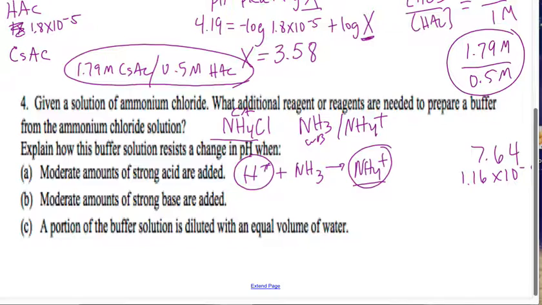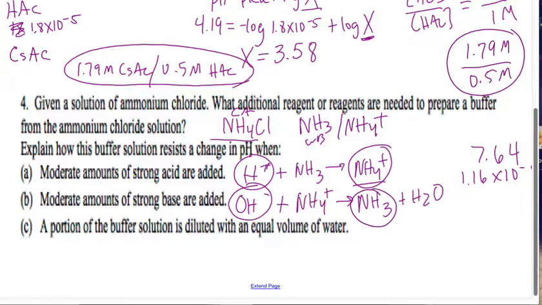That's how it's resisting changes in pH. What about moderate amounts of strong base? What is it going to react with? The NH4+ part, and it's going to make a weak base plus water. So we went from a strong base to a weak base, helping to maintain our pH stability. And we got water, yeah.